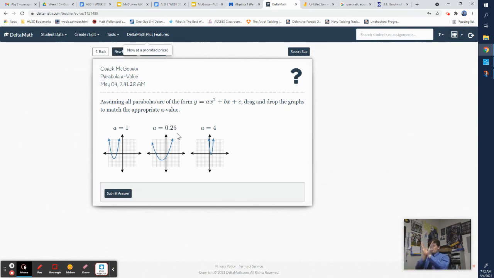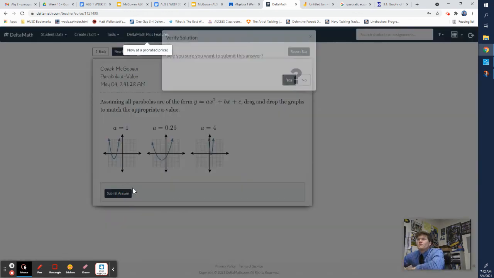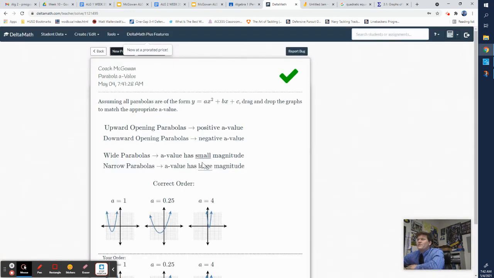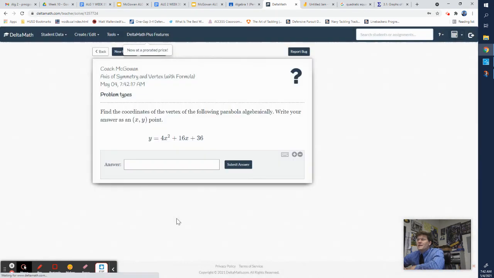Thinking about that slope, I have a slope of 1, I have a slope of 4, I have a slope of 1/4, I have a slope of 0.25. Predicting A values. So that's half of the Delta Math. Now the other half is going to be your axis of symmetry and vertex.